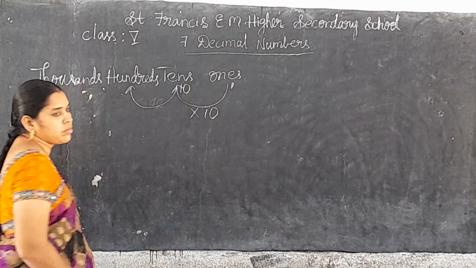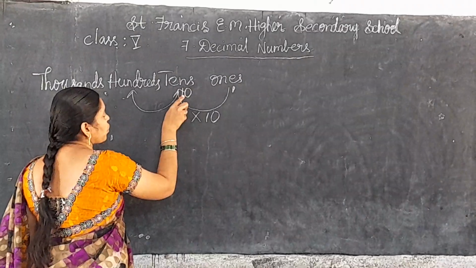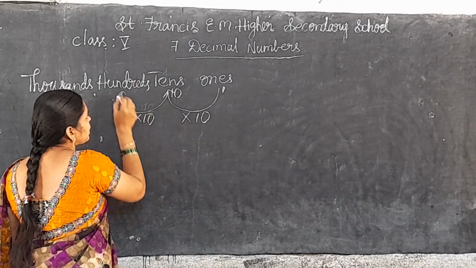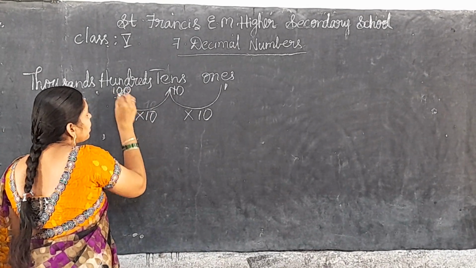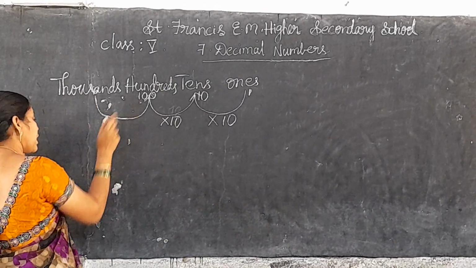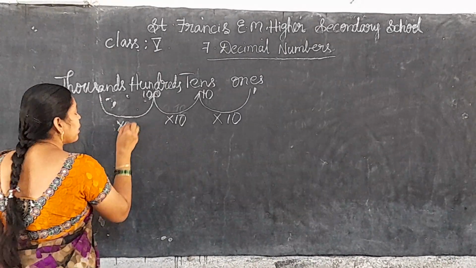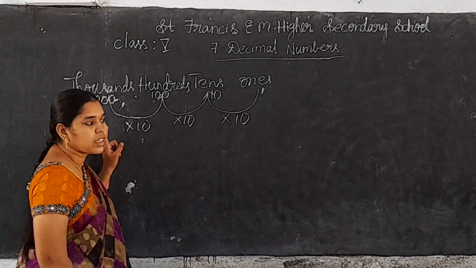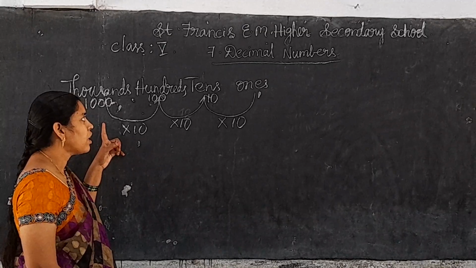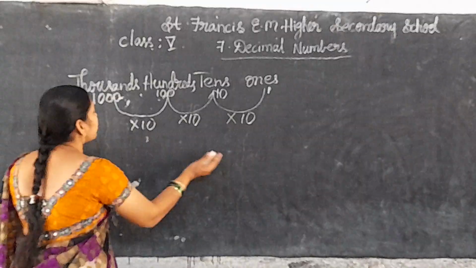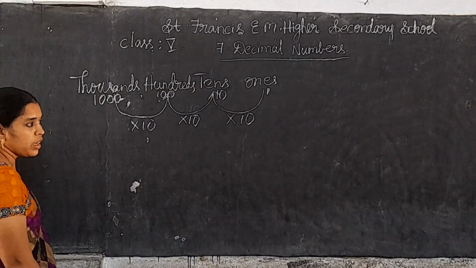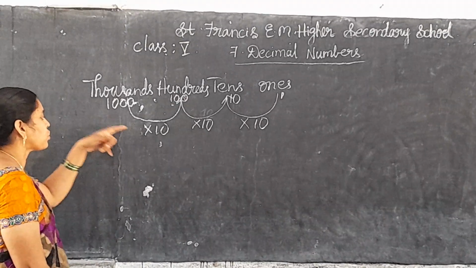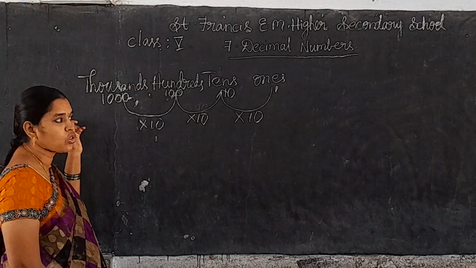Tens place value will come. In the same way, if you multiply the tens place value by 10, the hundreds place value will come. So 10 tens are 100. In the same way, multiplying the hundreds place by 10, the thousands place value will come. Is it clear? That means right to left, while moving to the next place value, you should multiply by 10, and so on.